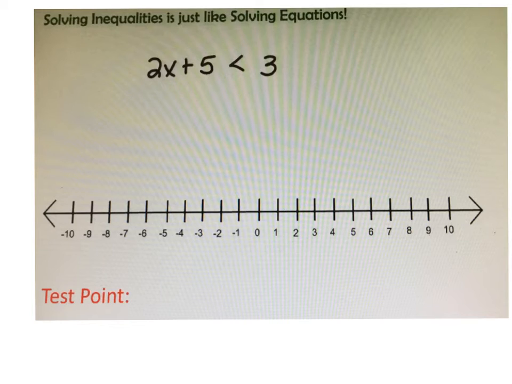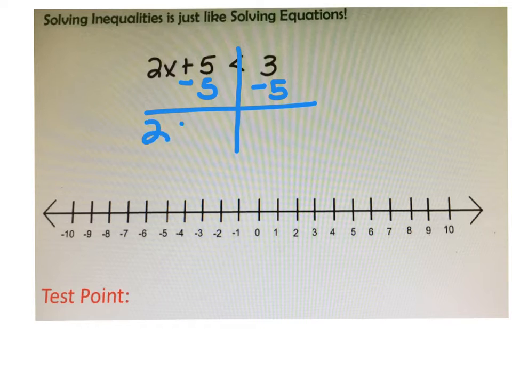So what I'm going to do is solve this just like I would solve an equation. So I'm going to draw my line down just like if that was the equal sign. My first step to get the x by itself is to subtract 5. So go ahead and subtract 5 from both sides. Okay, so I end up with 2x, and on the other side, I end up with -2. I have one more step. I'm going to divide by 2. So I end up with x and -1 on the other side.